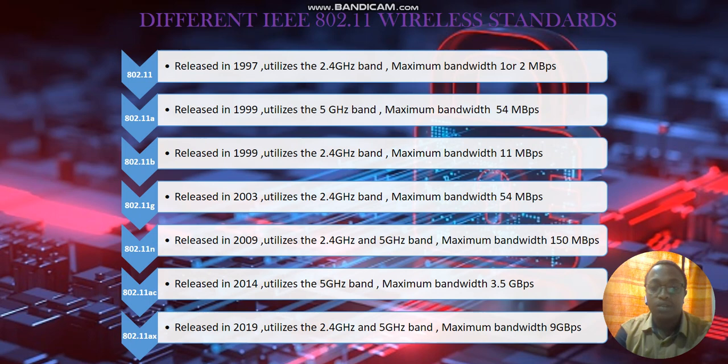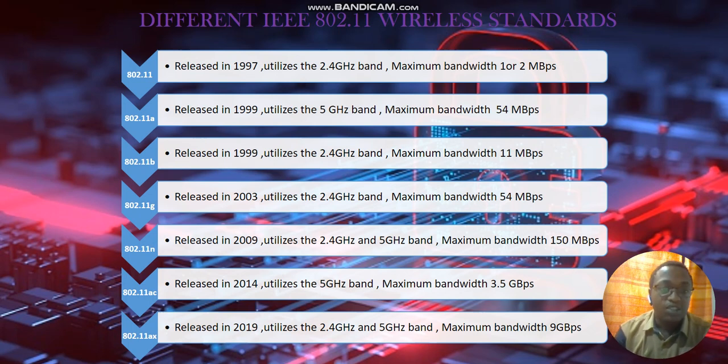.11, .11a and so forth. So .11 was released in 1997 and utilizes the 2.4 gigahertz band and has a maximum bandwidth of 1 or 2 megabits per second. .11a was released in 1999 and utilizes the 5 gigahertz band, and the maximum bandwidth is 54 megabits per second. .11b was released in 1999. It utilizes the 2.4 gigahertz band and the maximum bandwidth was 11 megabits per second.